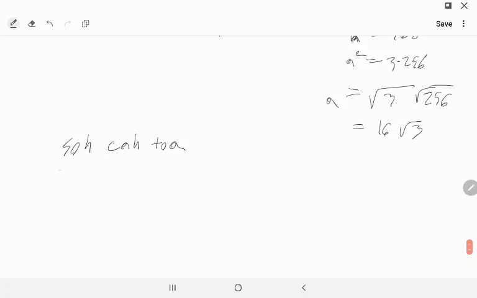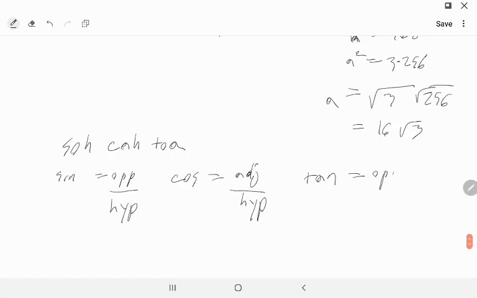Basically, it's a mnemonic to let us know sine equals opposite divided by hypotenuse, cosine equals adjacent divided by hypotenuse, and tangent equals opposite over adjacent. And so it's just a convenient acronym that helps to keep those organized.